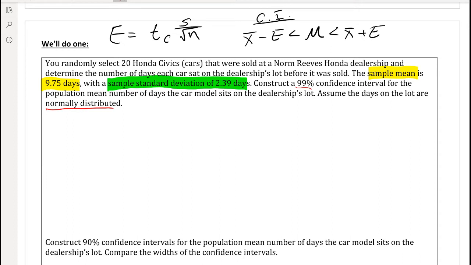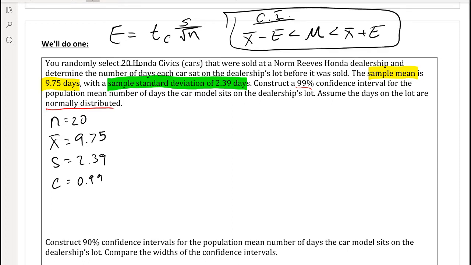A lot of information here, so let's start writing this down. We randomly select 20 Honda Civics. That's our sample size, n is equal to 20. Right off the bat, that tells you it's not guaranteed that we're going to use a normal distribution. Next, they tell us the sample mean is 9.75 and the sample standard deviation is 2.39. The confidence level of 99% means c is 0.99, and that should be enough for us to calculate our confidence interval, which is this equation right here.